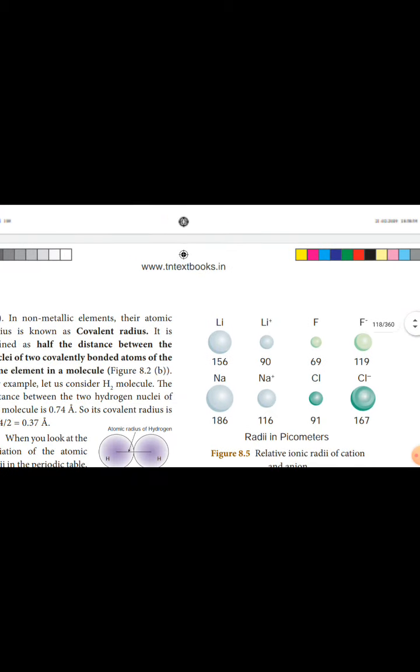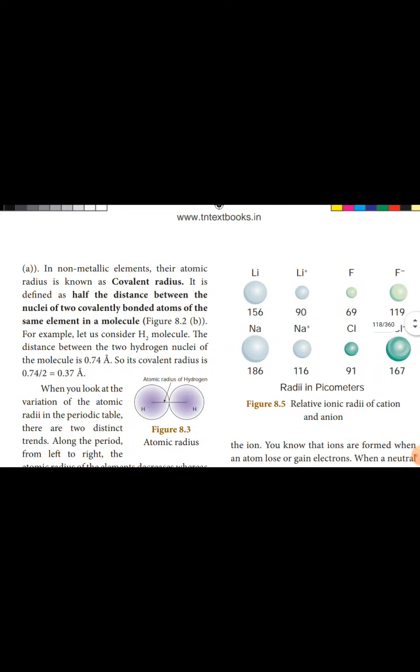And what is covalent radius? Covalent radius is mainly for non-metallic elements. It is half the distance between the nuclei of two covalently bonded atoms of the same element in a molecule, for example, a hydrogen molecule or a chlorine molecule.